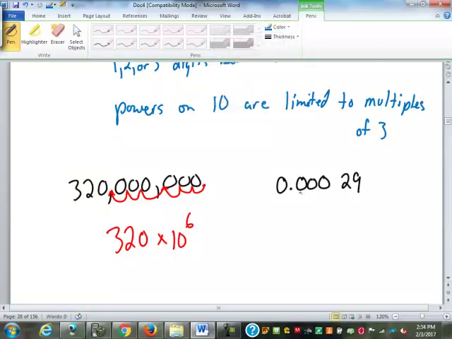So how about this one? I move my decimal point 3 spots. 1, 2, 3. Can I go 3 more? Your first instinct is to say, no, I can't. But right now, are there any digits in front of the decimal point? No, there's not. So I have to go 3 more. 4, 5, and I have to add a 0, 6. That's 290 times 10. Of course, that's the negative place value, so it's 10 to the negative 6.